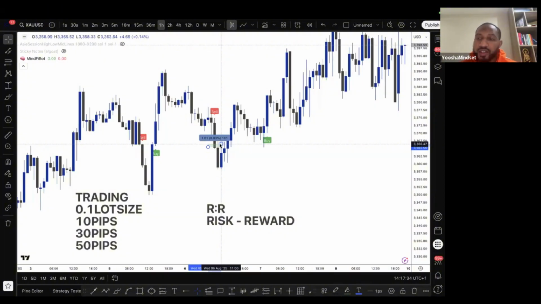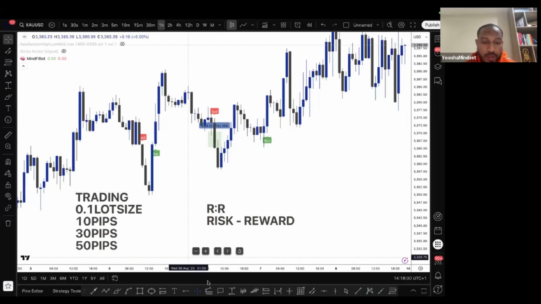30 pips, highest 50 pips, depending on volatility. But the minimum you should risk as your stop loss as a gold trader should be 30 to 50 pips, especially if you're scalping. So if you're risking 50 pips, this is how it's going to be, like this, 50 pips. If you're risking 30 pips from entry, this is how it's going to be. That is 30 pips.